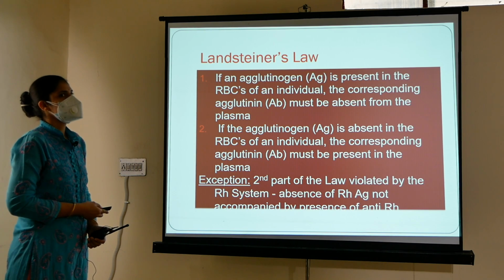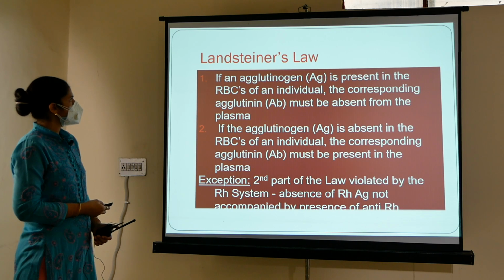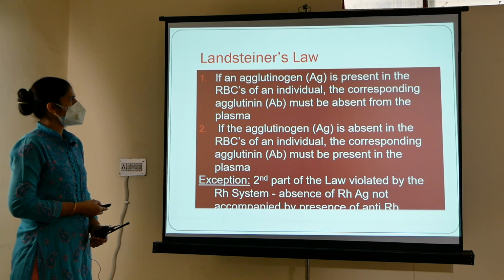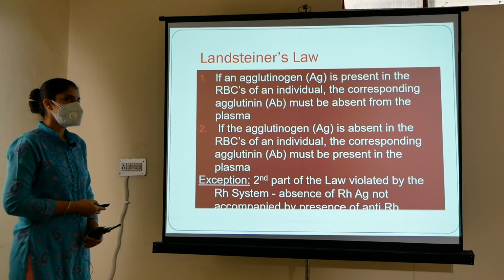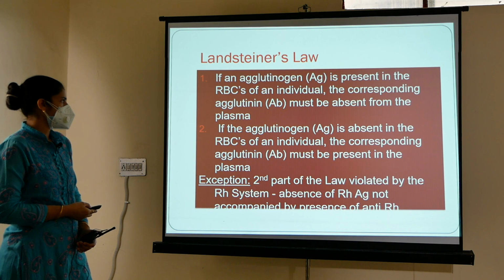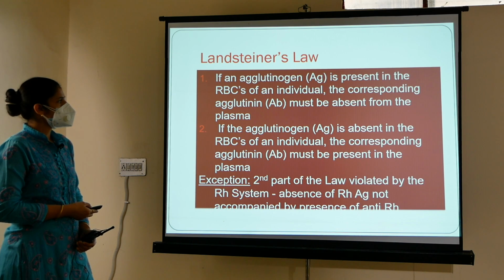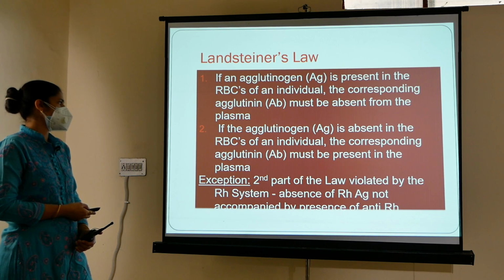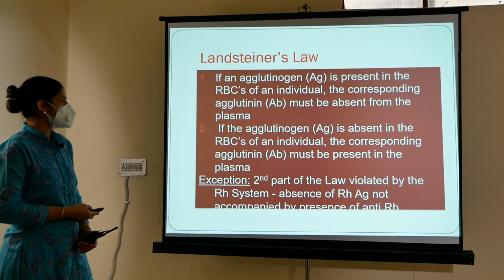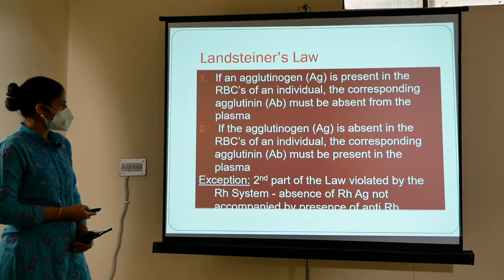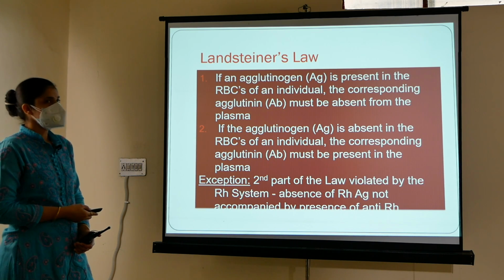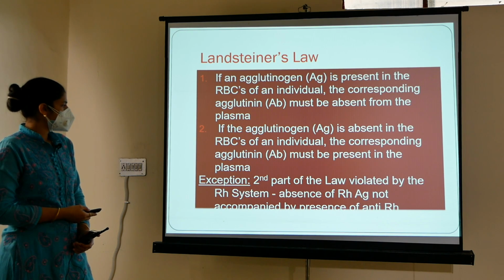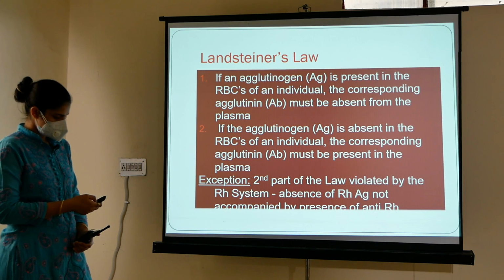Landsteiner's law. What is Landsteiner's law? According to Landsteiner's law, if an agglutinogen is present in the RBCs of an individual, the corresponding agglutinin must be absent from the plasma, and if an agglutinogen is absent in the RBCs of the individual, the corresponding agglutinin must be present in the plasma. But there is an exception to this law. The second part of the law is violated by the Rh system. In the Rh system, the absence of Rh antigen is not accompanied by the presence of anti-Rh.